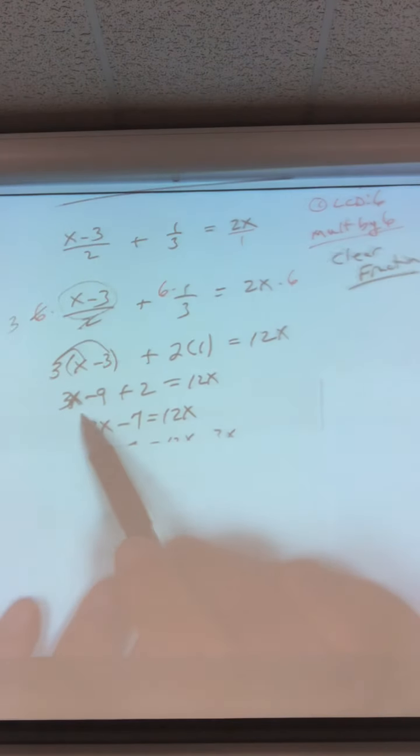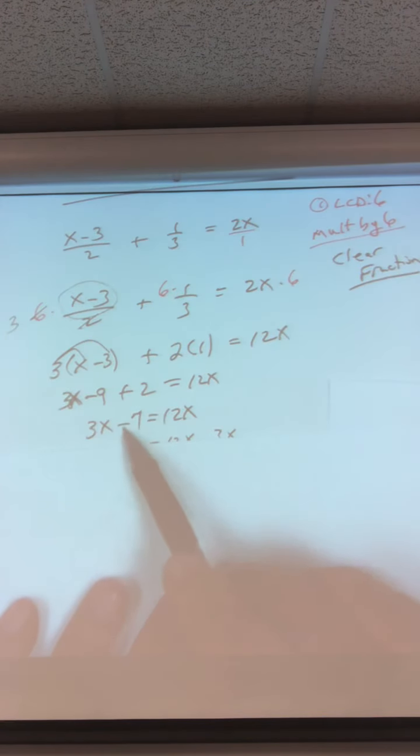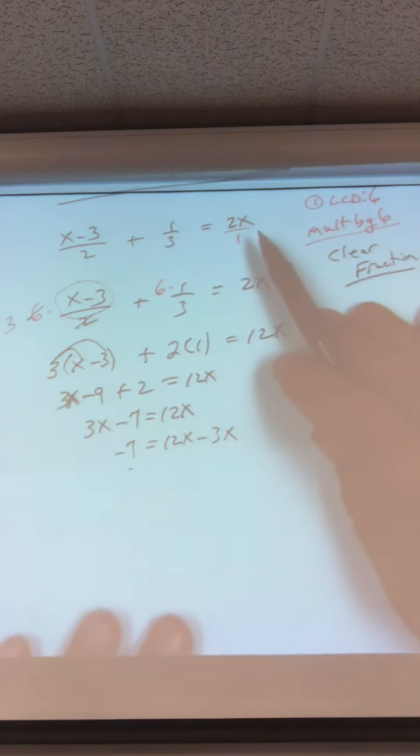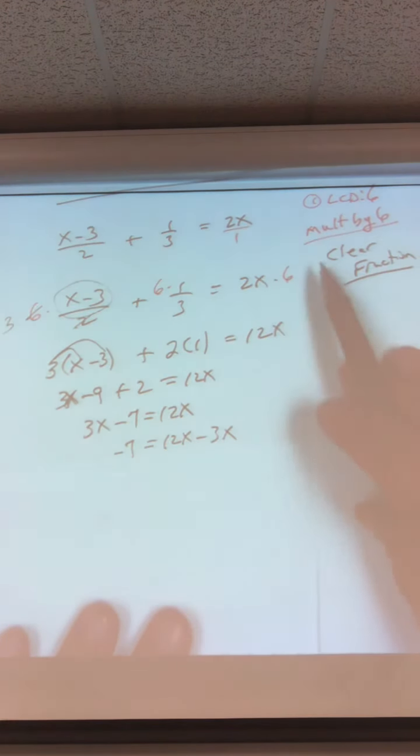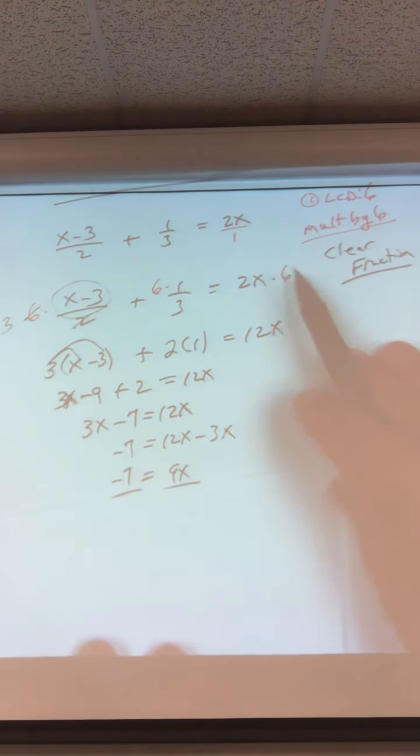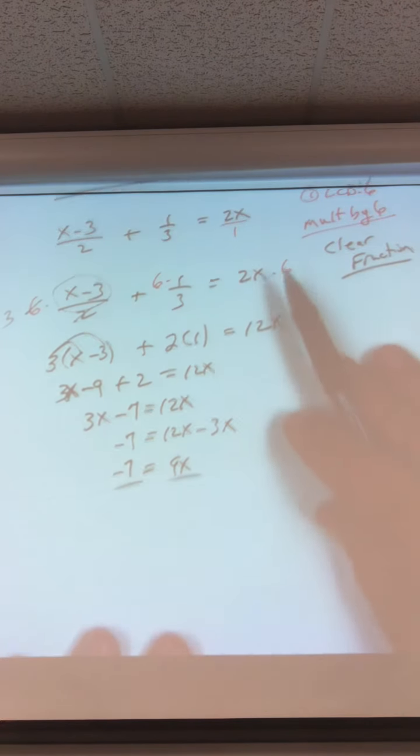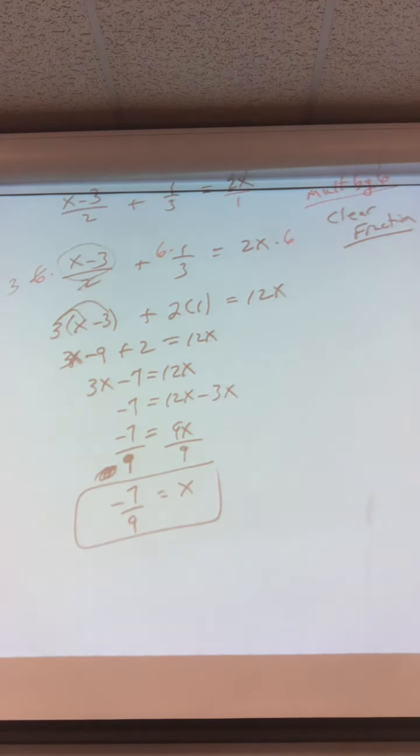And then 3x minus 9 plus 2 is minus 7. Then I just moved the 3x over to the right side. 12x minus 3x is 9x equals negative 7. And then divide to get the solution. That's how we solve that equation.